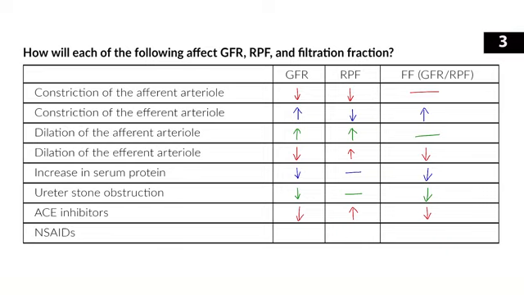And then NSAIDs are going to constrict the afferent arteriole, and that's going to decrease renal plasma flow, decrease GFR, and have no change on the filtration fraction.